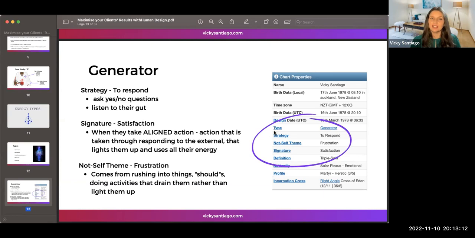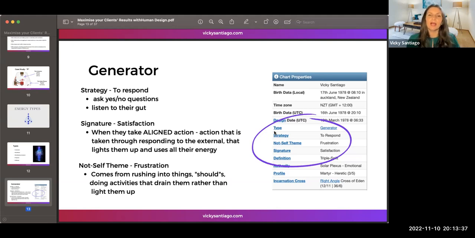So the generator's signature feeling is satisfaction. When they take aligned action, in other words, when they are doing things that light them up, they're responding to things outside of them, and they're using all their energy throughout the day, and they're finishing that day feeling satisfied, then you know that they are living in alignment with themselves.